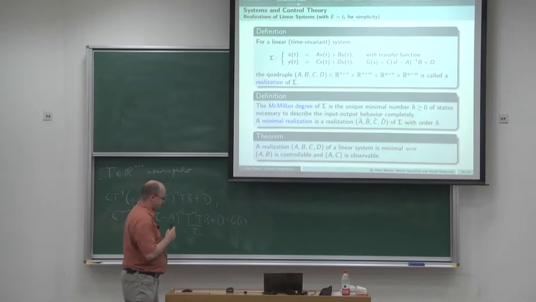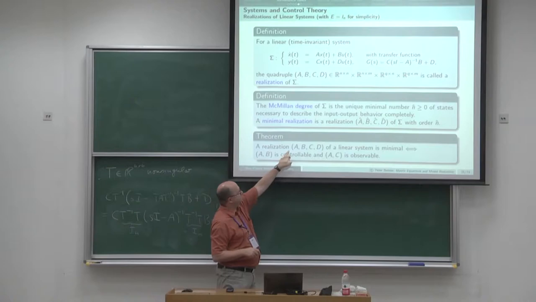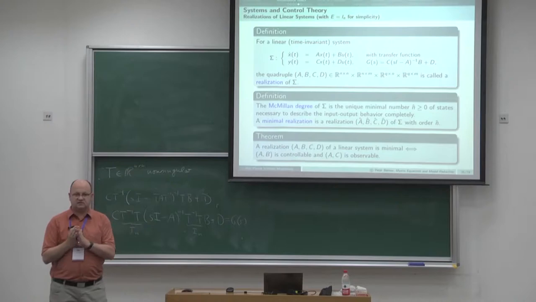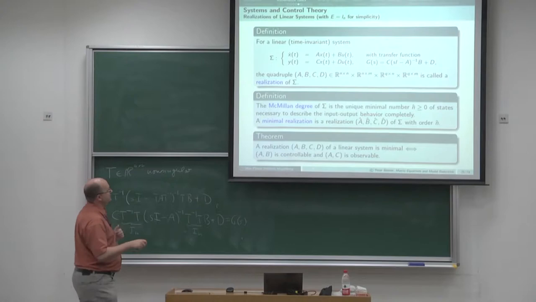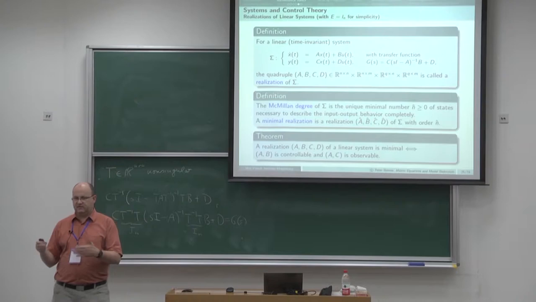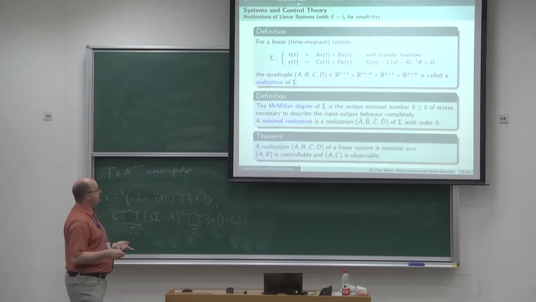And this also implies another thing. Remember, yesterday we had for stable systems for which the A matrix has all its eigenvalues in the open left half plane, we could characterize controllability and observability by positive definiteness of the gradients. So there's yet another check for minimality. You can, for stable systems only, calculate the gradients and check whether they are positive definite.